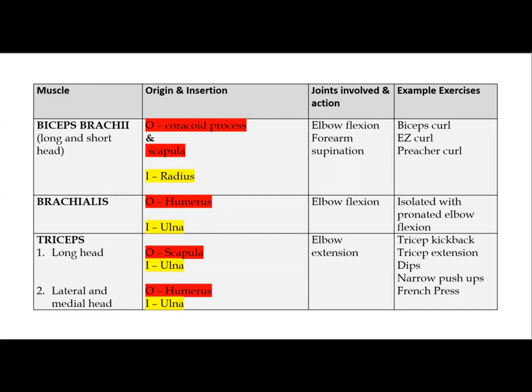Basically, it's the muscle and it shows the bones. I would suggest you take two colors, one for origin and one for insertion. Then you check where your origin is and you color it. Okay, the origin is here and the insertion is here.